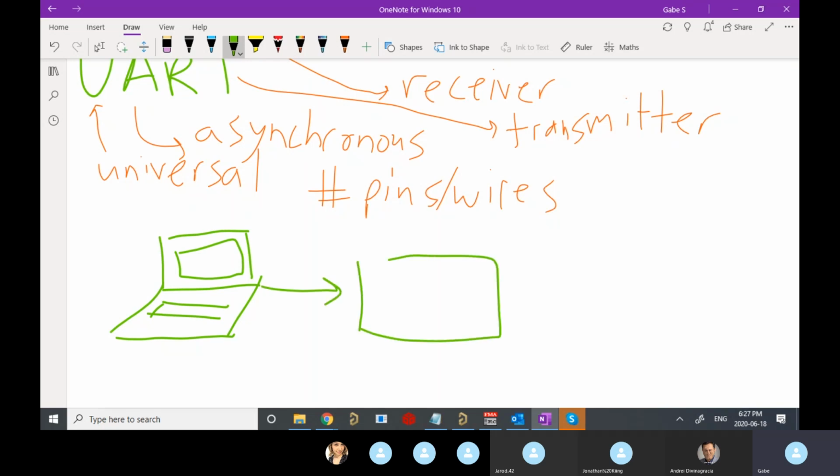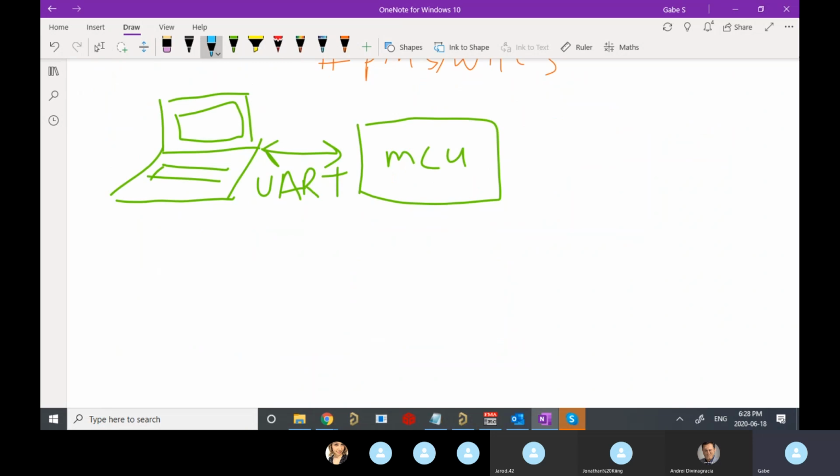To whatever MCU you have, right? And you can talk back and forth. It's not just one way, which is nice. MCU. Cool. And once we get into the details, there's actually a little converter you need here to go from UART to USB specifically, but we can talk about that somewhere else.